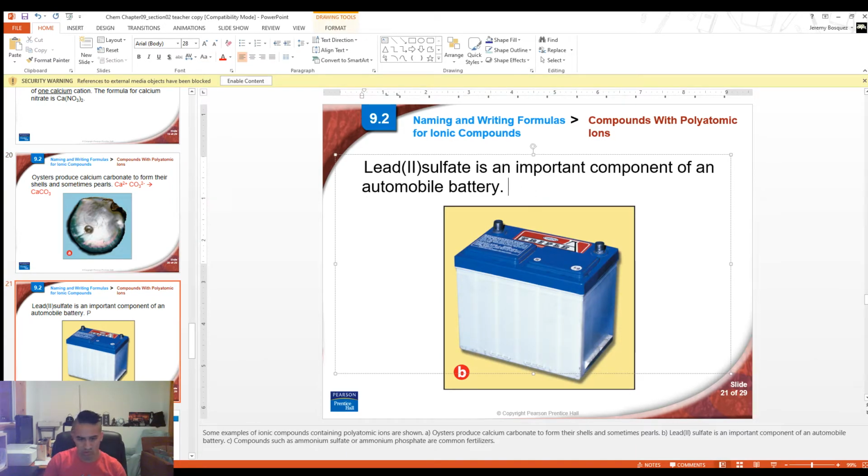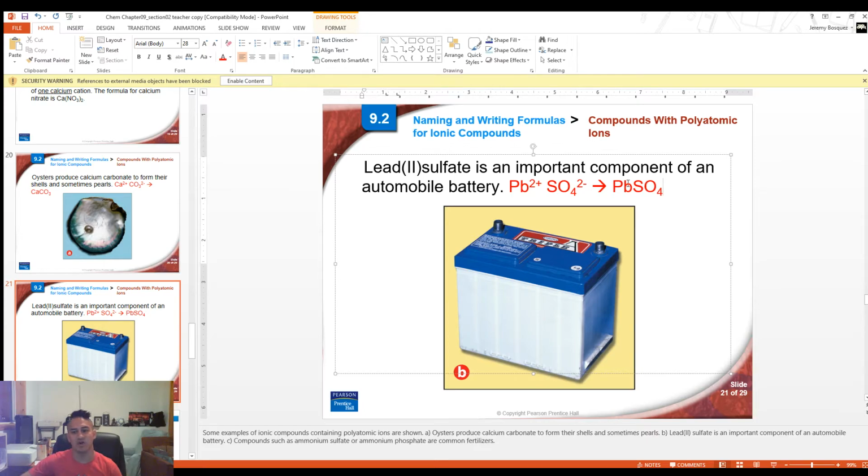Okay. Lead 2 sulfate. Lead 2 would be Pb, 2+. And then sulfate is a polyatomic ion. It has a chemical formula of SO4 and a charge of 2-. So in this case, again, we have +2, -2. Those would balance out in a 1-to-1 ratio. So we just need 1 of each. So 1 lead and 1 sulfate.